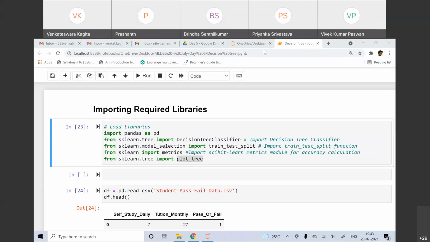Sir, can you please suggest the name of any book which uses machine learning using Python? Machine learning using Python, not readily there in my mind. I'll search it and let you know. Okay, sir. Thank you. But Pattern Recognition and Machine Learning by Christopher Bishop is a good book for machine learning. Okay, sir. Standard book. Yeah.